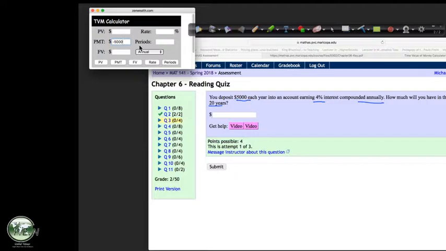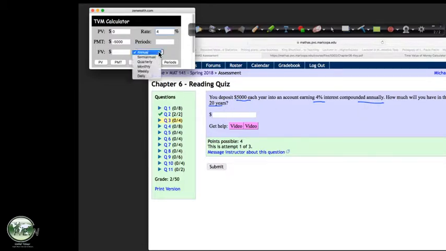Was there any initial deposit other than the 5,000? No, so we'll put a 0 there. Okay, what's our rate? 4%, and we just put that in as 4. We don't have to put 0.04, because there's a percent there. What else do we know? It's annually, and it's for 20 years.